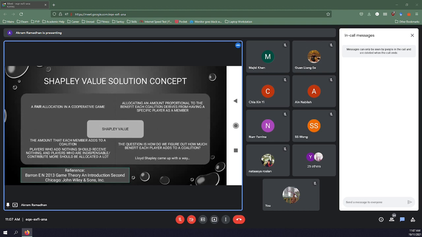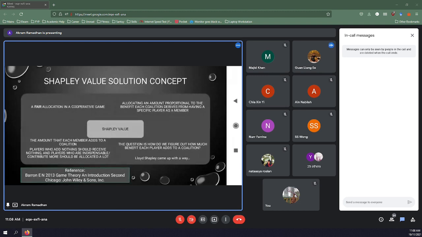So we don't have everyone do their work and then pay everyone the same amount. That's not fair, that's equal. For fairness, we pay a player according to the work that needs to be done. Players who add nothing should receive nothing, and players who are indispensable or contribute more should be allocated a lot. That is the fairness concept.